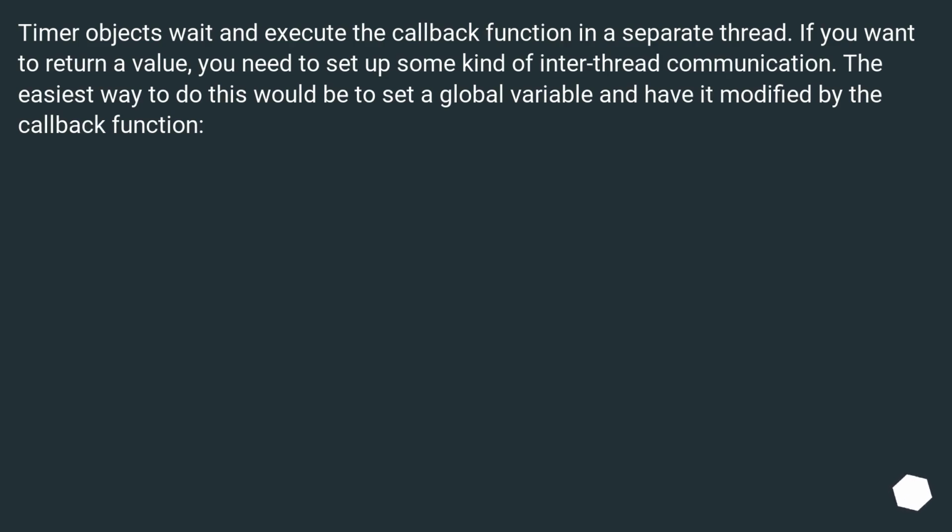Timer objects wait and execute the callback function in a separate thread. If you want to return a value, you need to set up some kind of inter-thread communication. The easiest way to do this would be to set a global variable and have it modified by the callback function.